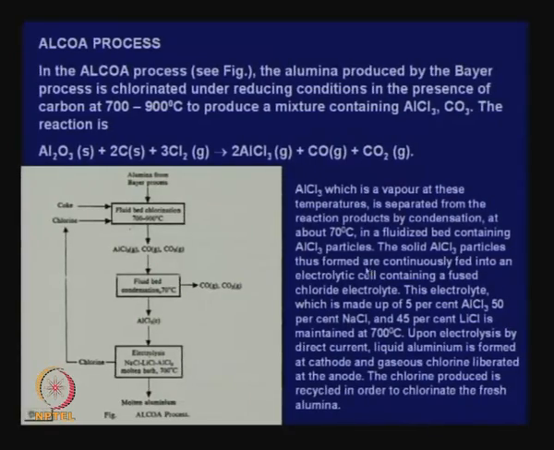Here I have given more details, that by condensation we separate AlCl3 particles. These particles are continuously fed into an electrolytic cell with fused chloride electrolyte. It has only 5% AlCl3, 50% sodium chloride, 45% lithium chloride, temperature is 700 degrees. Upon electrolysis by direct current, liquid aluminum is formed at the cathode, and gaseous chlorine is liberated at the anode. The chlorine produced is recycled to chlorinate the fresh alumina. Now, during electrolysis, chlorine will come out, it will go back for chlorination of alumina. It seems to be a very attractive process. The electrolytic cell is also very attractive. I will come to that.